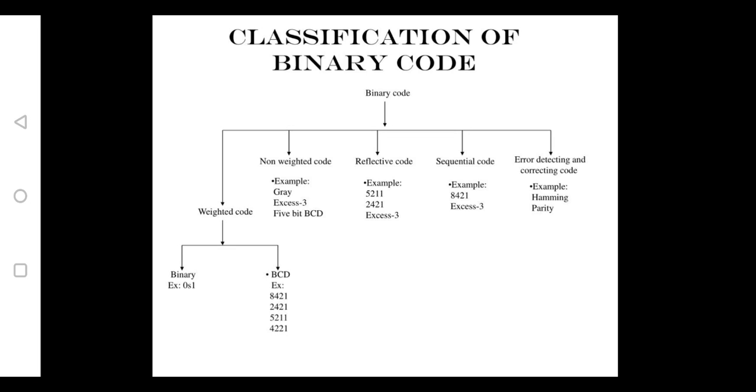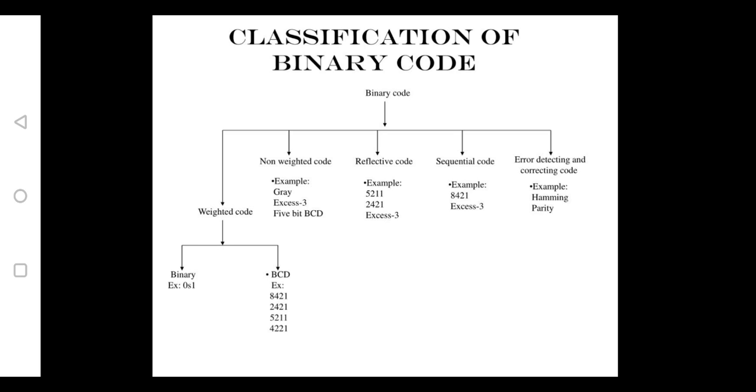Binary codes are classified in 5 different ways: weighted code, non-weighted code, reflective code, sequential code, and error detecting and correcting codes. According to our syllabus, no need to remember all of these. We are dealing with only 3 different types of codes, but the topics we are dealing with cover all the remaining codes also. So the first one is weighted code.